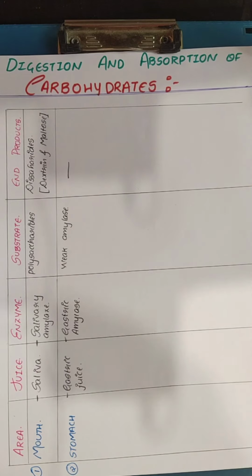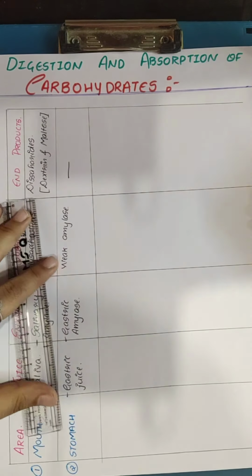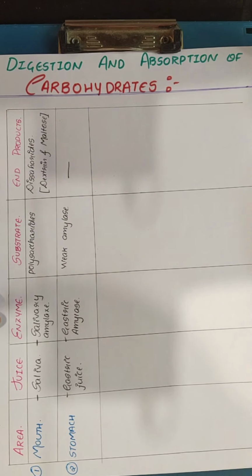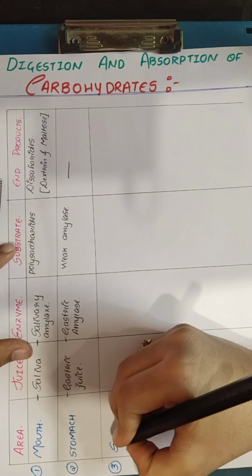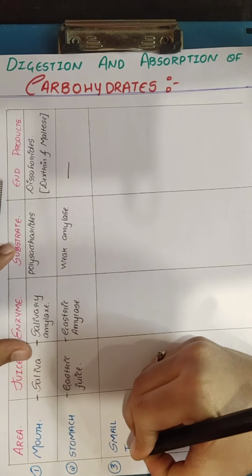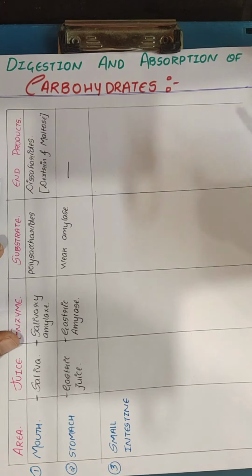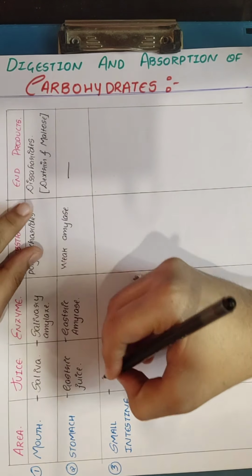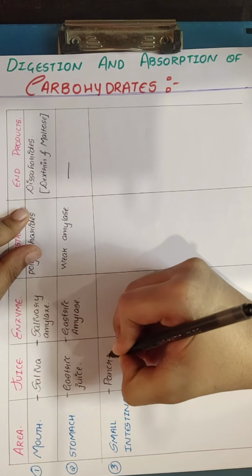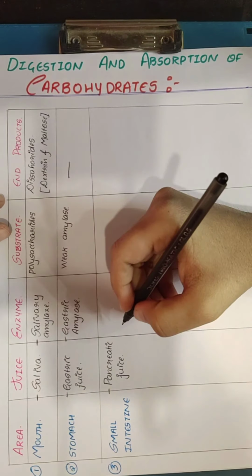Further moving on to the small intestine. In the small intestine, there is presence of two main juices. First one is the pancreatic juice. The second one is the succus entericus. First, we'll study the pancreatic juice.